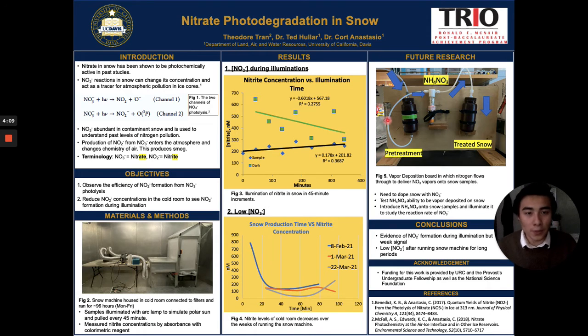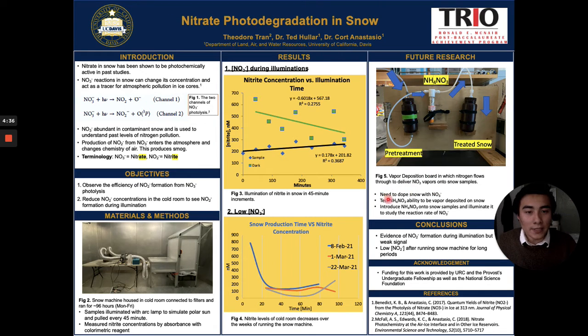We're going to use this vapor deposition board in which we flow nitrogen through this tube, and then it goes through a pre-treatment, which is just snow. It goes around in this loop, and then through our tube that holds ammonium nitrate, and the vapor forms of ammonium nitrate would then be passed along and land on our treated snow. So that's our way to dope snow.